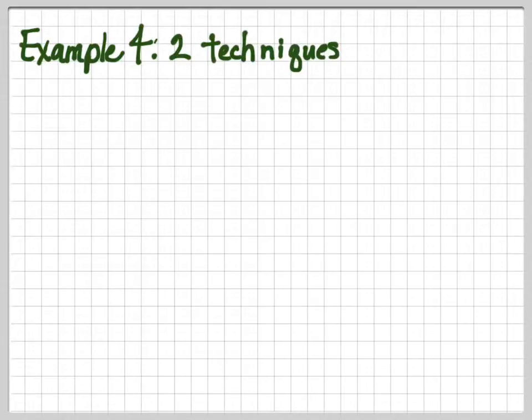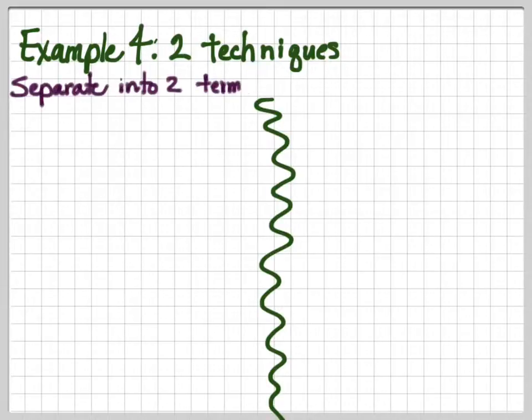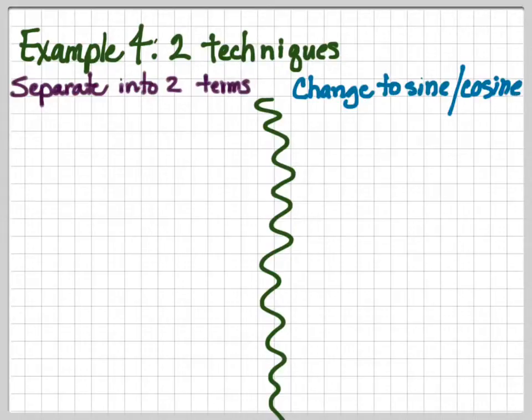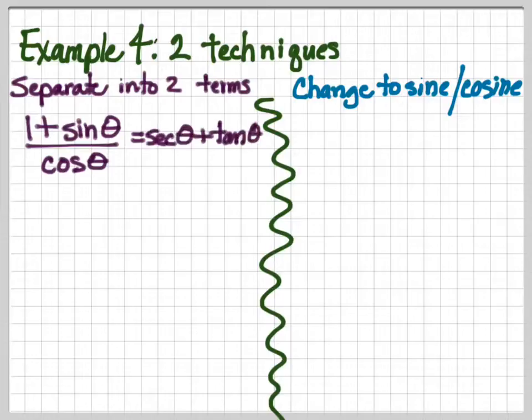Example number 4. We can use more than one technique. We're going to talk about 2 techniques for this particular one. The first technique is we're going to separate the problem into 2 terms, because we have denominators going on here. And the second way, we're going to change everything to sine and cosine. You can choose however you want to do it, as long as you get the final answer. So if I have the problem 1 plus sine theta over cosine theta equals secant theta plus tangent theta.